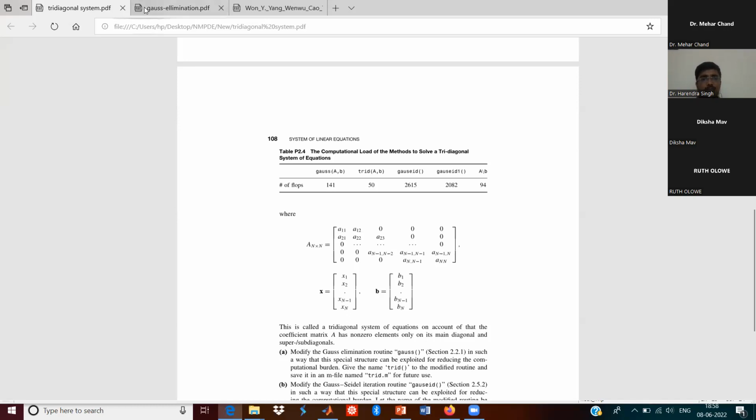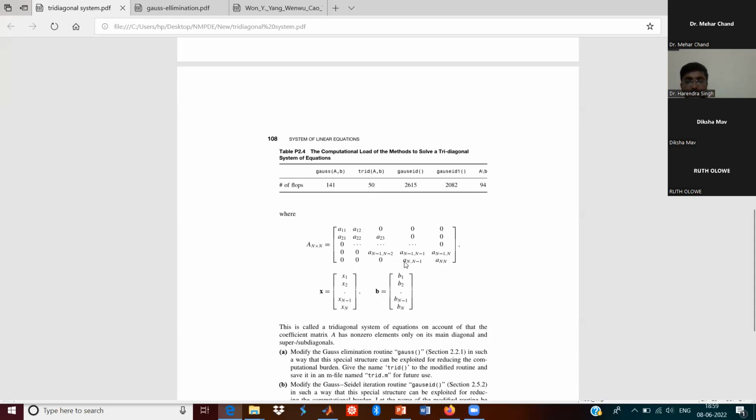What is the Gauss elimination method? In Gauss elimination, we make all the entries below the diagonal 0. The entries below the diagonal entry, that is the sub diagonal, should be 0, so entries will be just on the diagonal and super diagonal. If you make the entries below the diagonal 0, then in this system this entry will be 0, this entry will be 0, this entry will be 0, this entry will be 0.